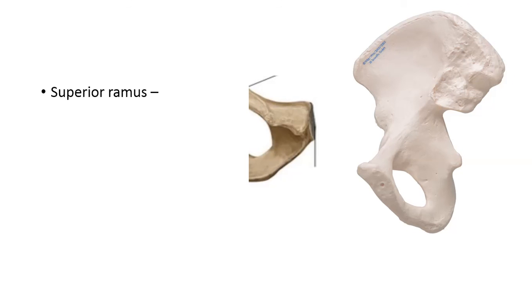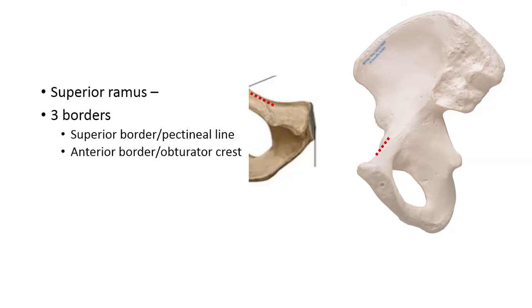Superior ramus is having three borders: superior border or pectineal line. So this red dotted line is superior border or pectineal line. Anterior border or obturator crest. So this yellow dotted line is anterior border. And inferior border, this blue dotted line is inferior border, and it forms the upper boundary of obturator foramen. This is obturator foramen. So inferior border of body of ramus forms the upper boundary of obturator foramen.